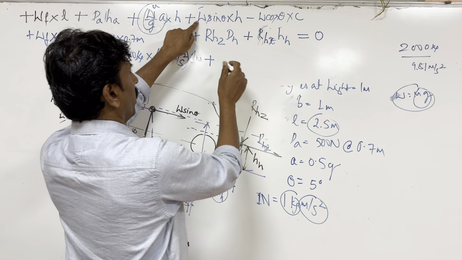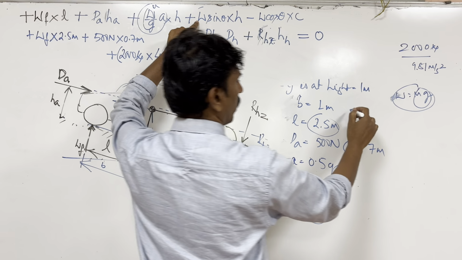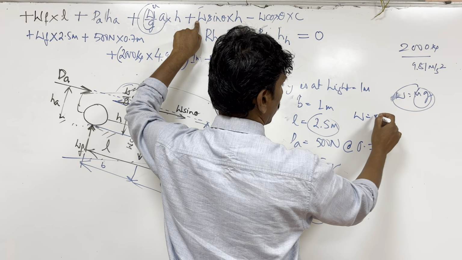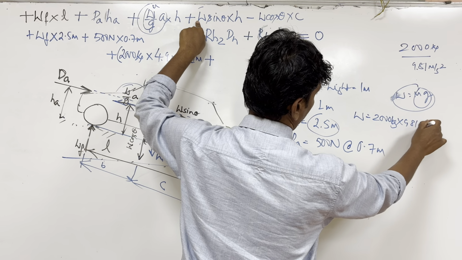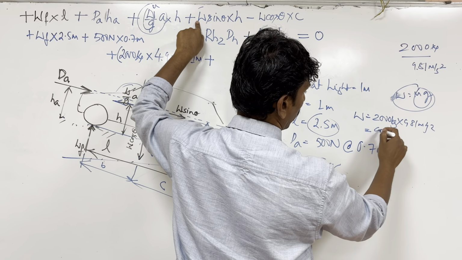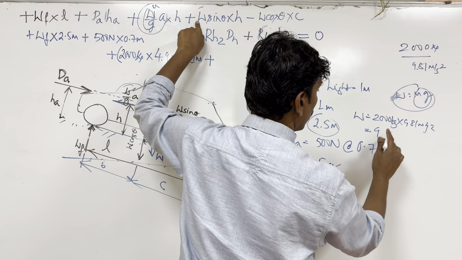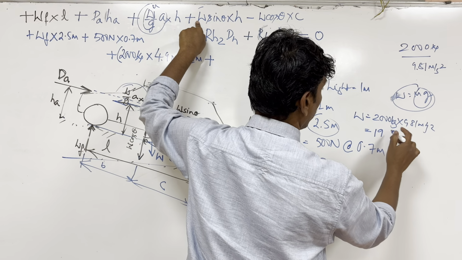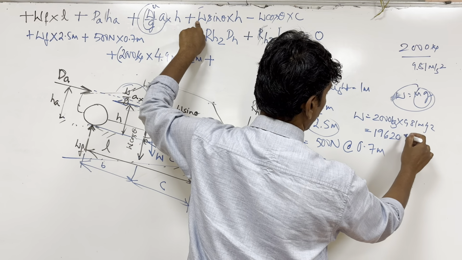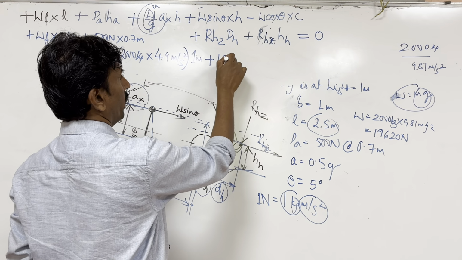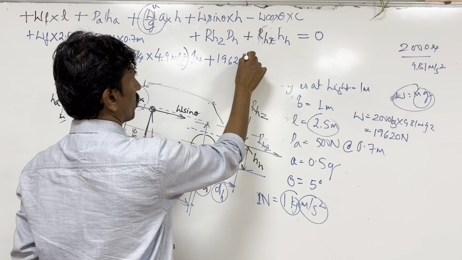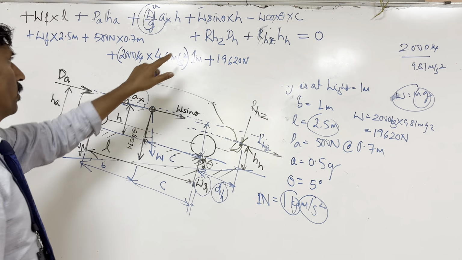So m is 2000. So here only you write 2000 kg multiplied by 9.81 meter per second square. What is the weight? 19620 newtons. Actually, sine theta.